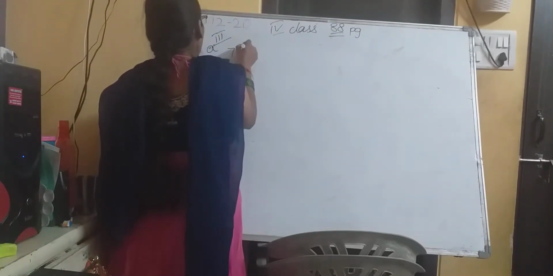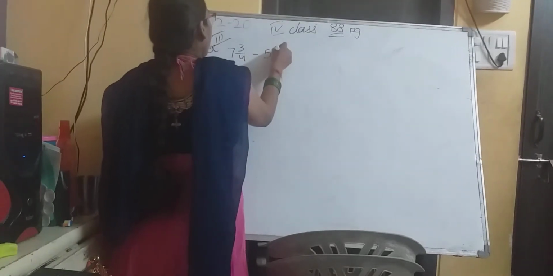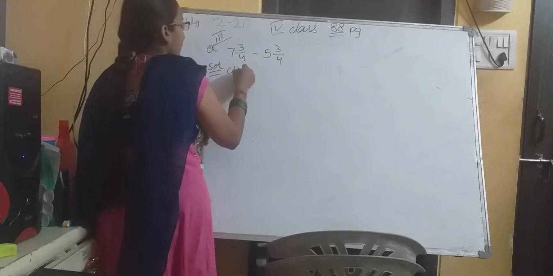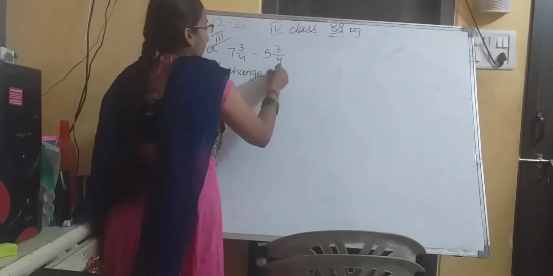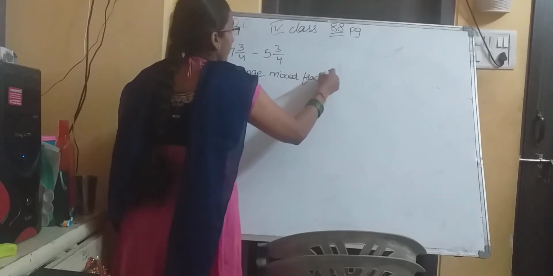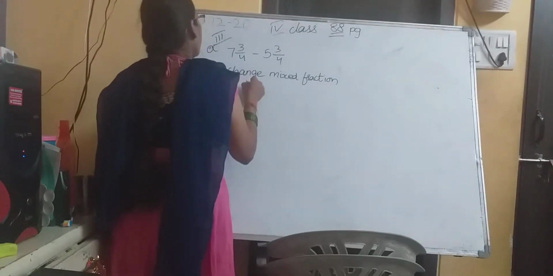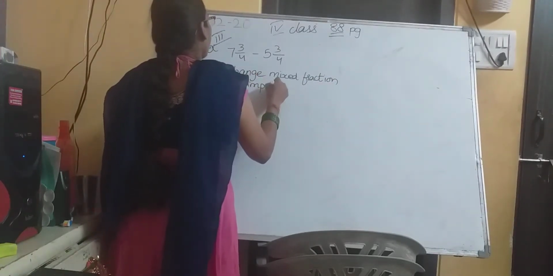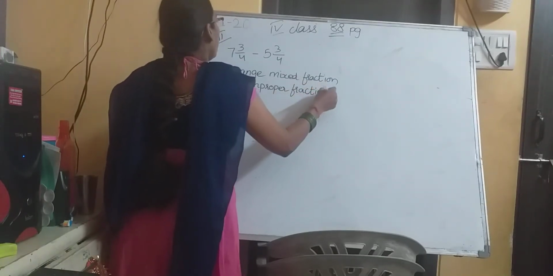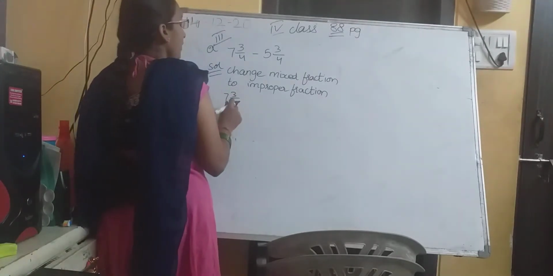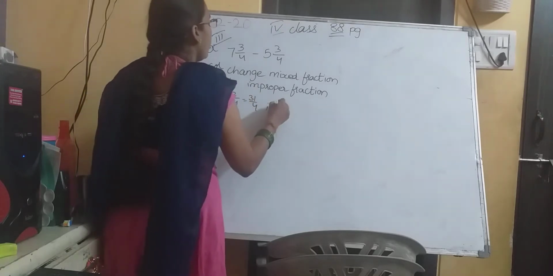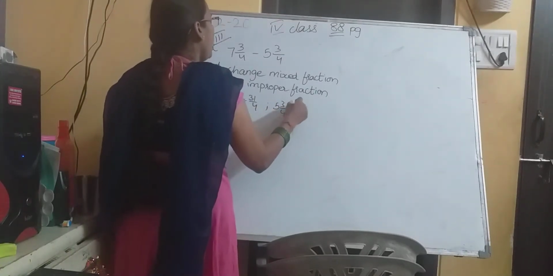That is 7 3 by 4 minus 5 3 by 4. Solution. First, change mixed fractions to improper fractions. So, 7 3 by 4: 4 7s are 28, 29, 30, 31. That is 31 by 4. Next one, 5 3 by 4: 5 4s are 20, 23 by 4.